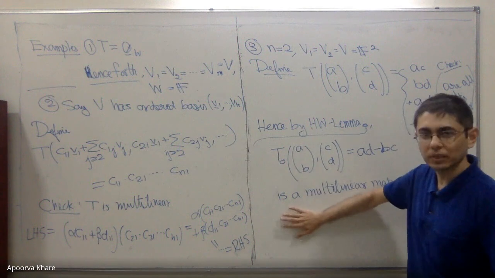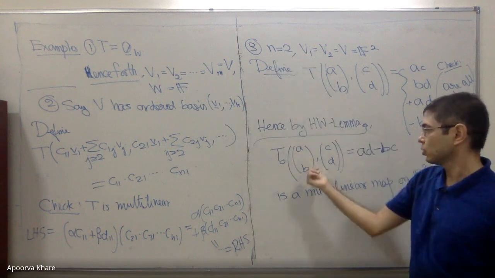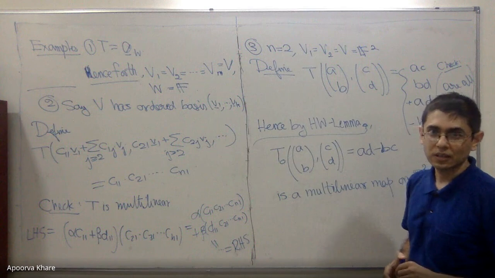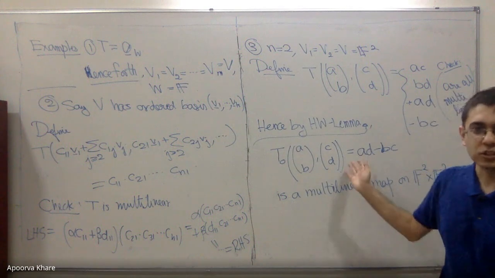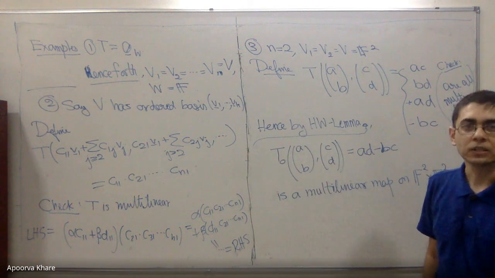So I'll keep this example, I won't erase it. Next time I'll start with functions of matrices. And those are basically going to be special functions which are multilinear in the columns of the matrix. And this function, of course, is very, very special. This is where we are getting to. This is called the determinant of the matrix (a, b; c, d). Yeah, so we will get there next time.